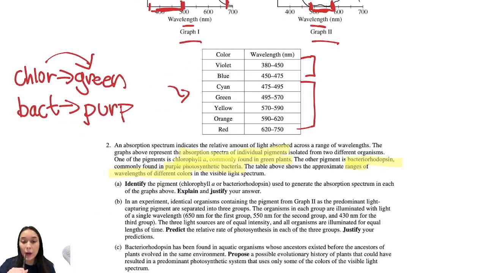And B says, in an experiment, identical organisms containing the pigment from graph 2 as the predominantly light-capturing pigment are separated into 3 groups. The organisms in each group are illuminated with light of a single wavelength. The first one has 650 nanometers, the second one has 550 nanometers, and the third one is 430 nanometers. The 3 light sources are of equal intensity, and all the organisms are illuminated for equal lengths of time. Now the question is to predict the relative rate of photosynthesis in each of the 3 groups, and then justify your predictions. Okay, so that was quite a long one.